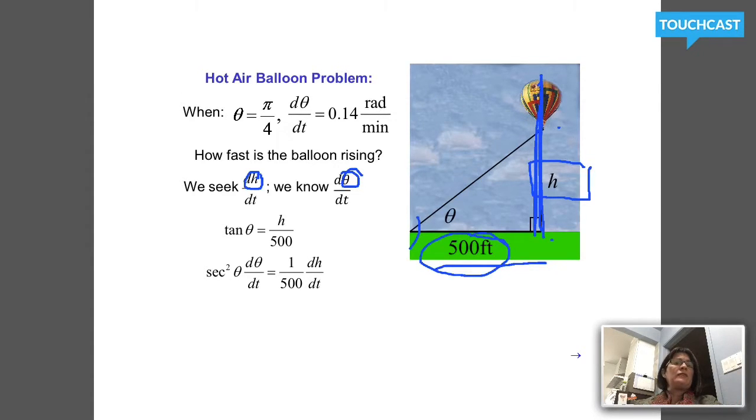So the derivative with respect to time of tangent theta is the derivative with respect to theta of tangent theta, which is secant squared of theta, times d theta/dt. That's implicit differentiation. And here, the other side, that's h divided by 500. The fastest way to take that derivative is to think of that as 1/500th of h. Then it's just 1/500 times dh/dt.